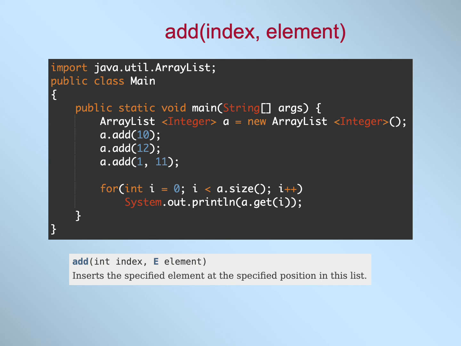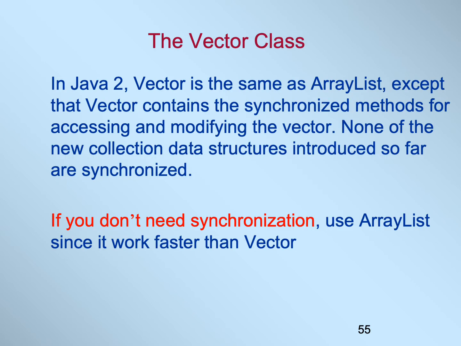Please refer to the Java API to know more about all the methods that are available. The Vector class. Vector is the same as ArrayList, except that Vector contains synchronized methods for accessing and modifying the vector. None of the new collection data structures introduced so far are synchronized. If you don't need synchronization, use ArrayList since it works faster than Vector. What does it mean by synchronized? It means that if one thread is working on the vector, no other thread can get hold of it. So it only allows one to be accessed at a time.